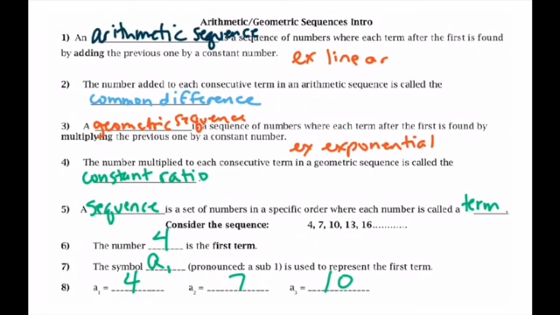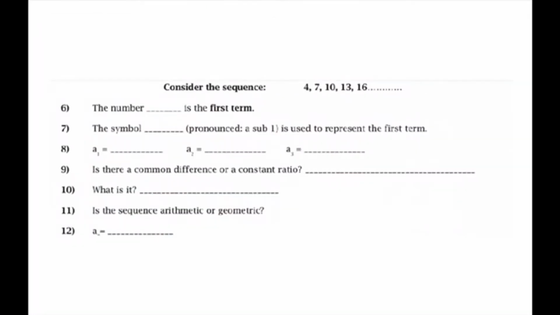Now, the good news is we're going to find a quick way to do that. Okay? All right, let's go to the next one. Consider this sequence. Didn't we just do that? Oh, there was more questions. I was supposed to just add that. Sorry. Okay. Is there a common difference or a constant ratio?